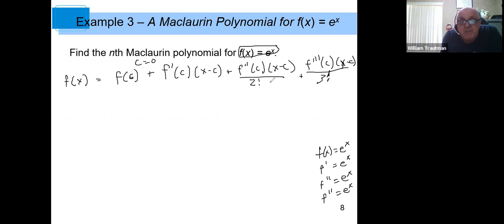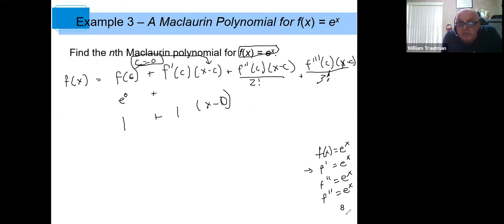So first, f of c, we're putting e, and c is 0, e to the 0. E to the 0 is 1. First derivative, plug 0 in there, I get 1. And then I get x minus 1. C is 1. Or wait, c is 0. X minus 0. Maclaurin c is always 0.